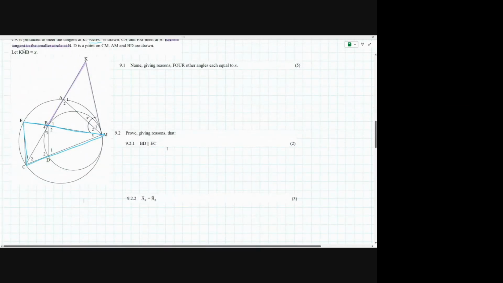So the first question says, name, giving reasons, 4 other angles each equal to x. Okay, so importantly, we were told in the information that KMB is equal to x, and we can see that there. So KMB is this entire angle, essentially M1 plus M2. So we need to find 4 other angles equal to x.